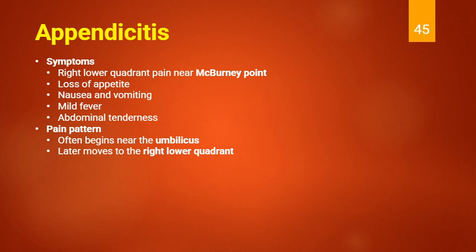One of the most classic symptoms of appendicitis is pain located in the right lower quadrant of the abdomen near McBurney Point. McBurney Point is located approximately halfway between the umbilicus and the right iliac crest. However, early in appendicitis, patients often experience diffuse abdominal pain near the umbilicus. As the inflammation progresses, the pain typically migrates to the right lower quadrant. Patients commonly report loss of appetite, nausea, vomiting, and a mild fever. The temperature elevation is usually mild in the early stages.